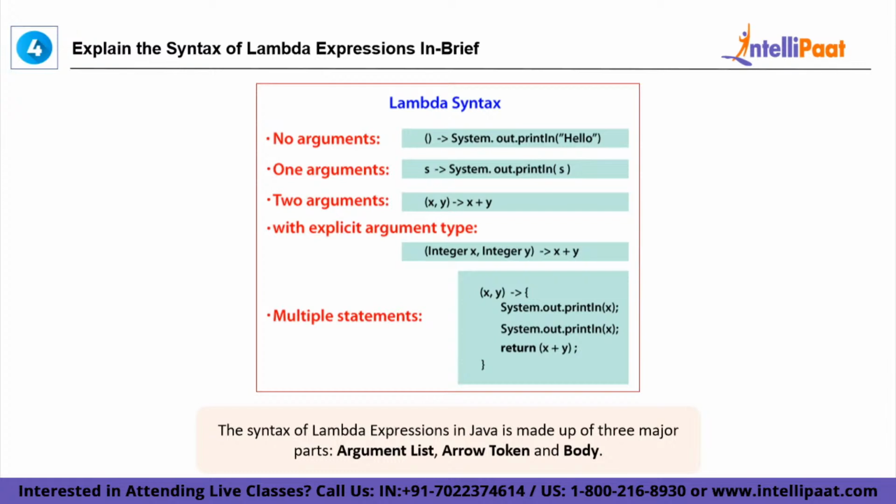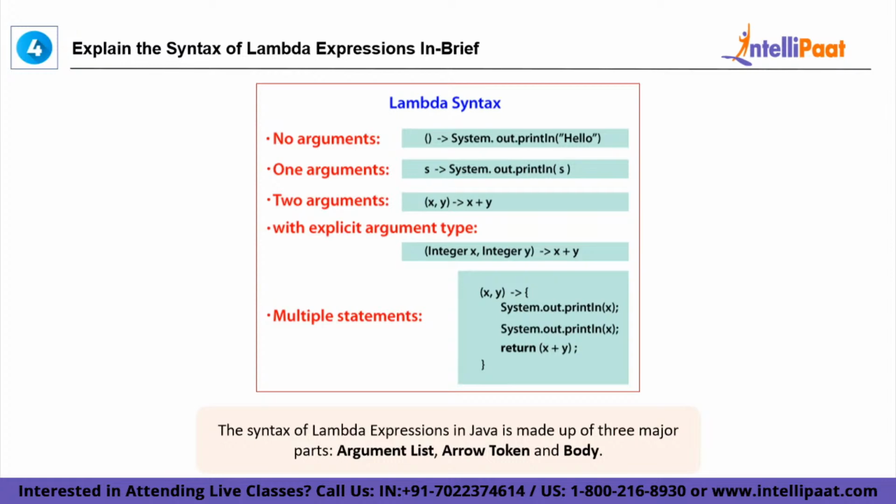Now next comes the arrow token. The arrow token is represented by an arrow in Java lambda expressions. It is used to link the parameters in the argument list to the expressions of the body. Then comes the body part. Body part in Java lambda expression is written just after the arrow token. The body comprises the expressions that need to be executed.